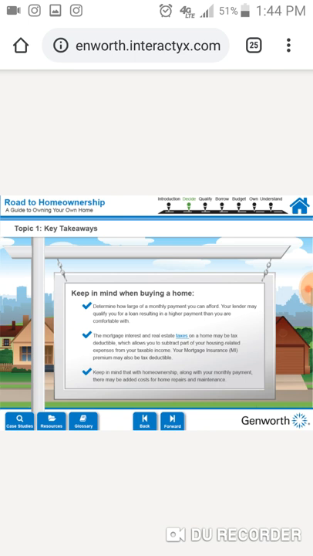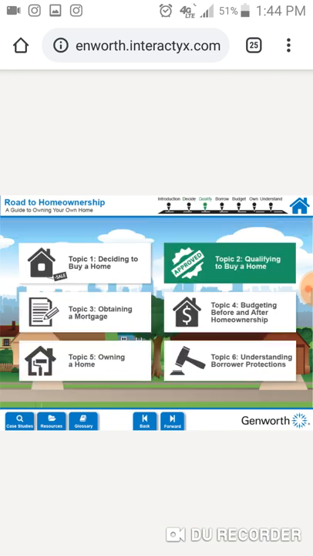All right. Check number 2, the mortgage interest and real estate taxes on a home may be tax deductible, which allows you to subtract part of your housing related expenses from your taxable income. Your mortgage insurer premium may also be tax deductible. Now, also keep in mind that with home ownership, along with your monthly payment, there may be added costs for home repairs and maintenance. So those are just some things to keep in mind, some key takeaways.